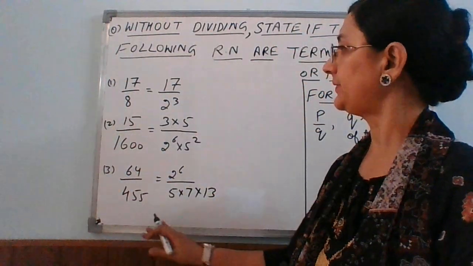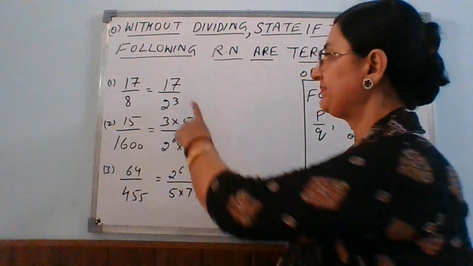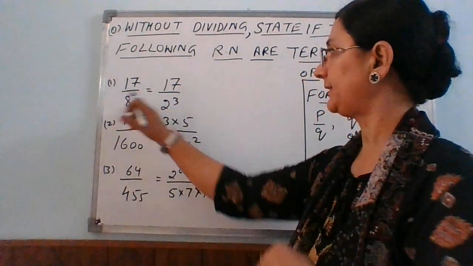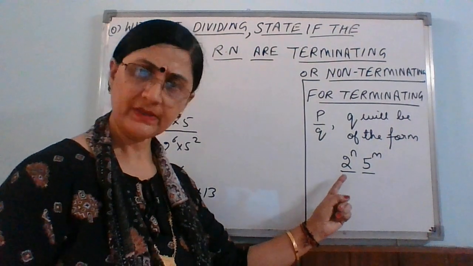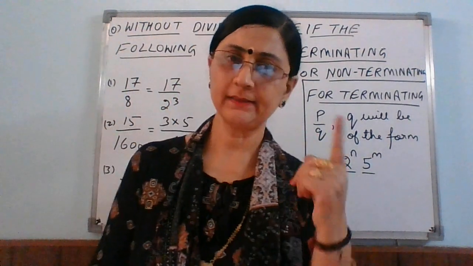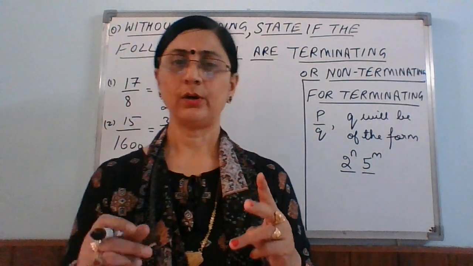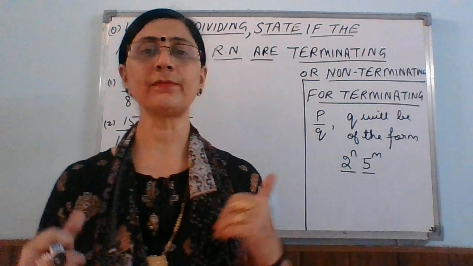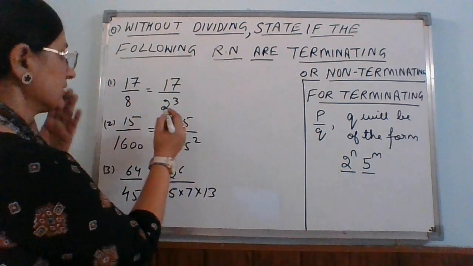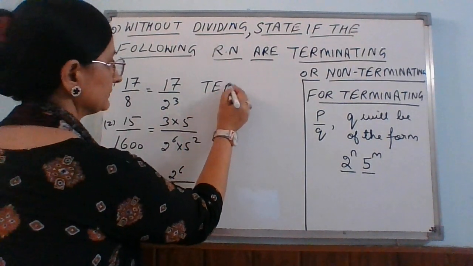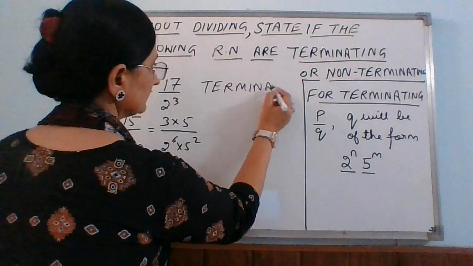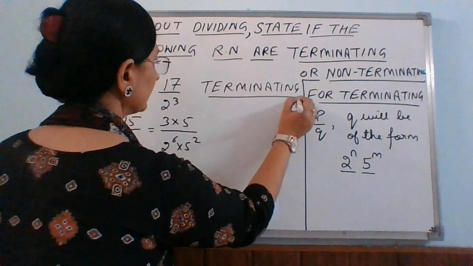So I have written 3 questions here, 17 by 8. Writing them in factors, 8 can be written as 2 to the power 3. So we can have either of one, 2 भी हो सकता है, right? It can be 2, it can be 5, और दोनों भी हो सकते हैं, पर कोई और फैक्टर नहीं होना चाहिए, right? So there is 2, yes, in terms of 2, so it is terminating, right? Terminating decimal.